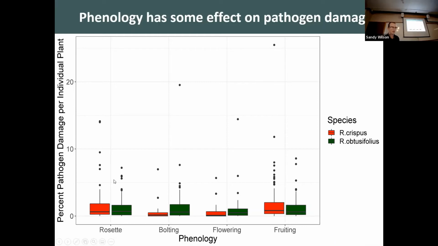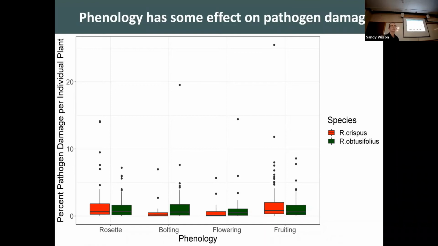I would have expected that rosette, the youngest life stage, would experience the least pathogen damage, and fruiting, the oldest life stage, would experience the most. However, what I found was that for both species, the flowering life stage had less pathogen damage, and for only Rumex crispus, the bolting life stage had less pathogen damage.